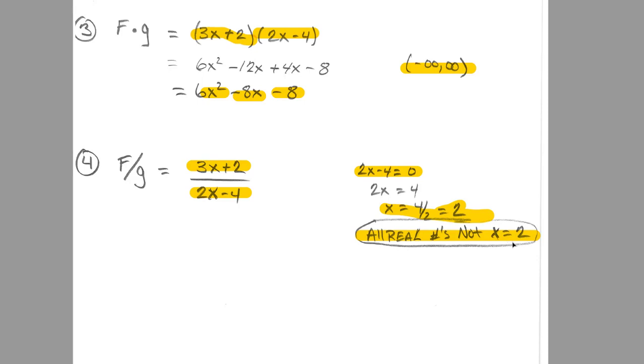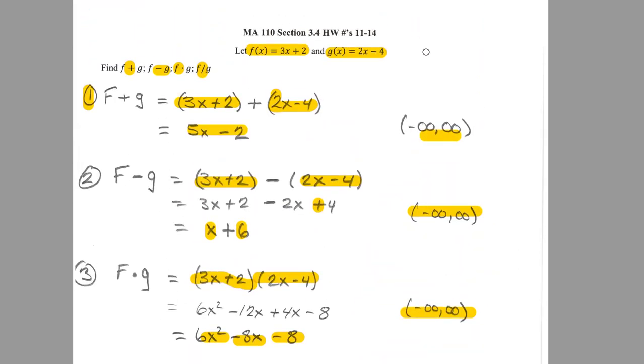Because once again, if I put in 2 for the bottom of f divided by g, I'd have 2 times 2, which is 4, minus 4, which is 0, and I'd be dividing by 0. You will have similar homework that's asking you to do a similar type thing, and you can follow these steps.